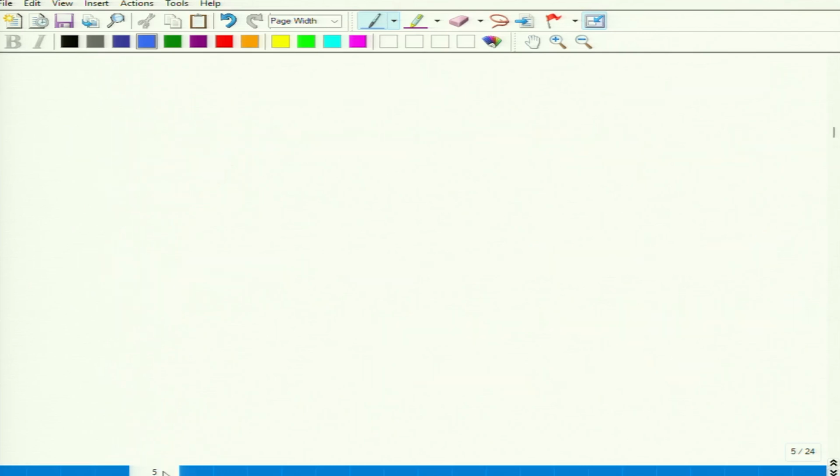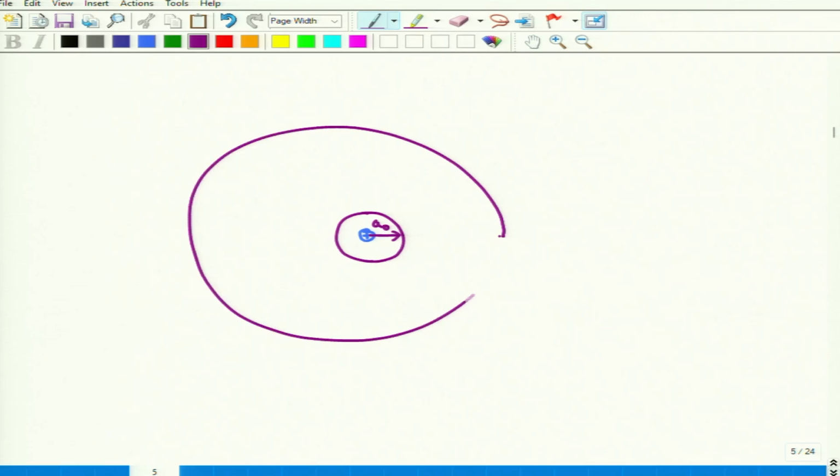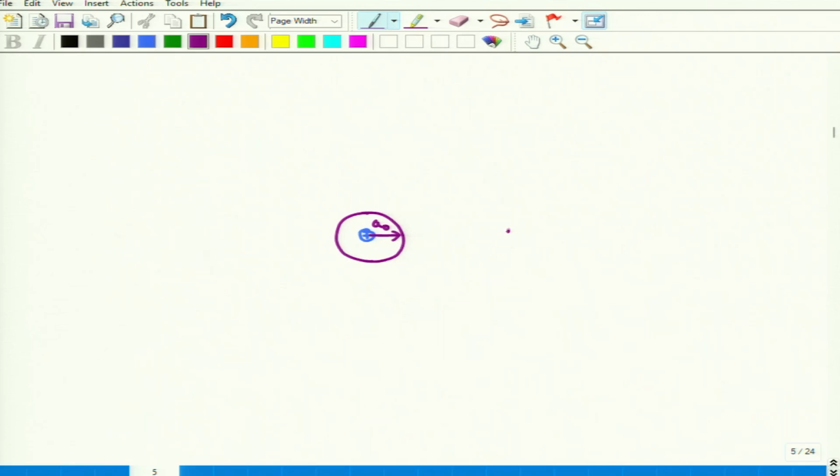So now if we draw it, there is one proton, that is the nucleus. The first orbit, the radius should be a naught. This is the a naught. Okay. For the second one, this should be 4 a naught. That means 4 times. So like here, it should be circular.